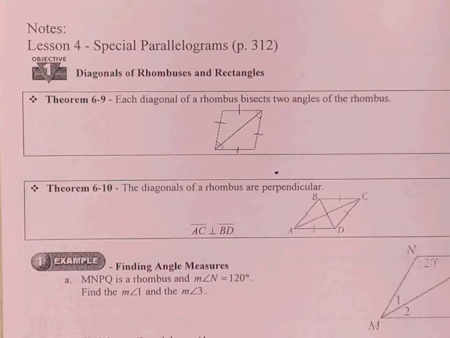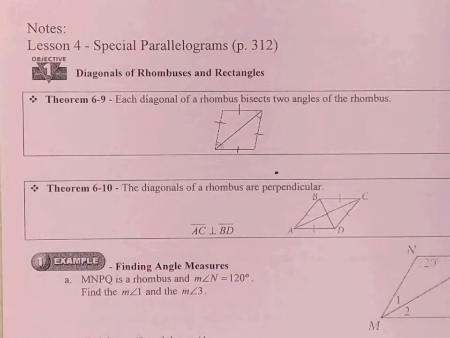Remember what we did back in lesson 1. We talked about how parallelograms can be split up into either a rhombus or a rectangle, and then both of those become a special one called a square, which is really a rectangle and a rhombus.